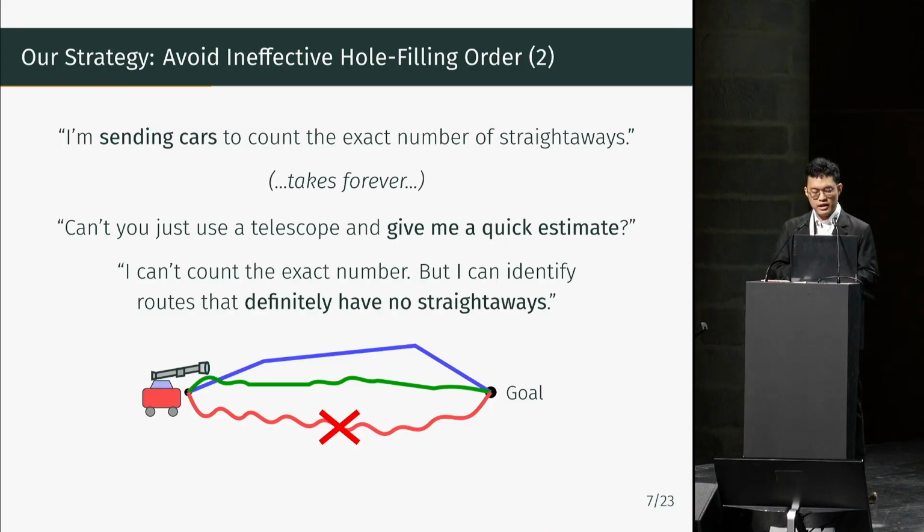So we asked the guide, and he said, I'm sending cars to count the exact number of straightaways. That takes forever, so we asked, can't you just use a telescope and give me a quick estimate? The guide said, I can't count the exact number, but I can identify routes that definitely have no straightaways. That will work, so at least we excluded hopeless routes, so the racer hopes the time decreases. And that's our implementation.